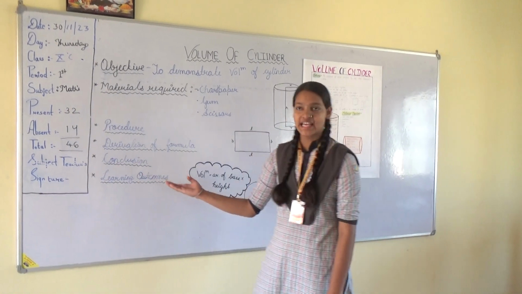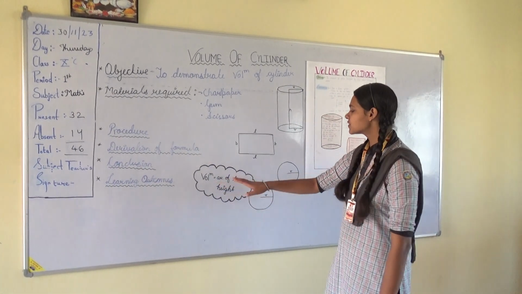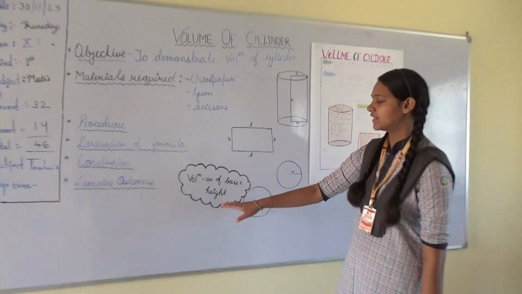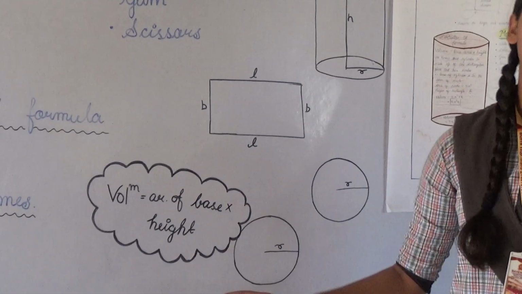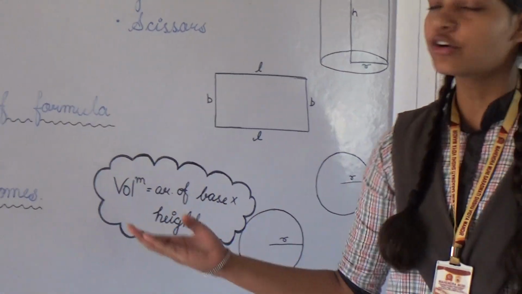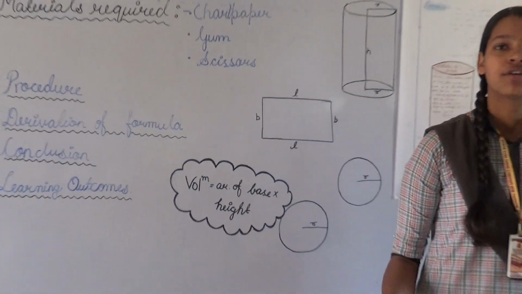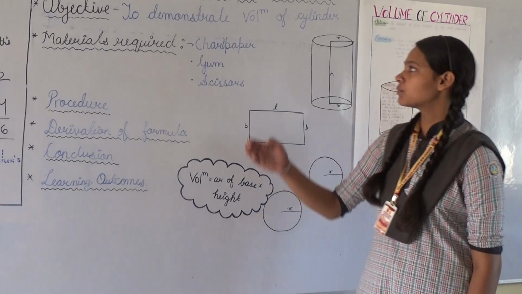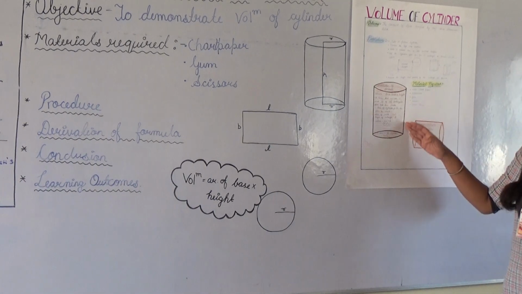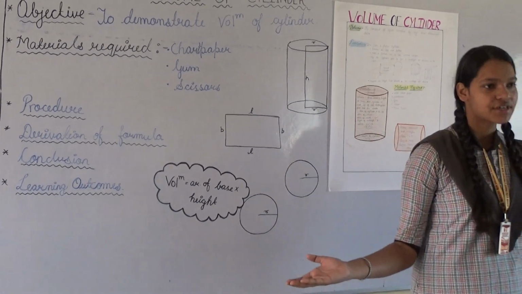The conclusion of this activity is that the volume of a cylinder is area of base into height, that is pi r square into h, pi r square h. The learning outcome of this activity is that we will learn how to find the formula for the volume of a cylinder with a given height and base radius.